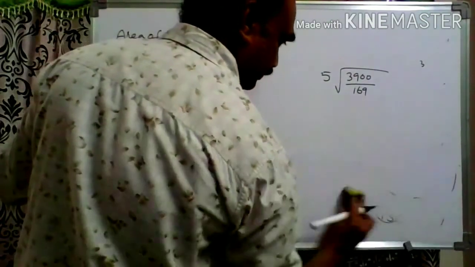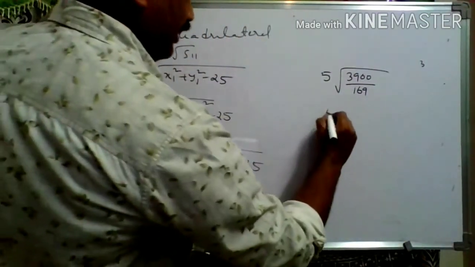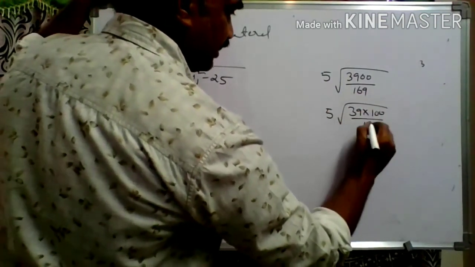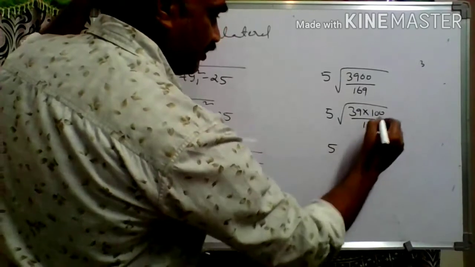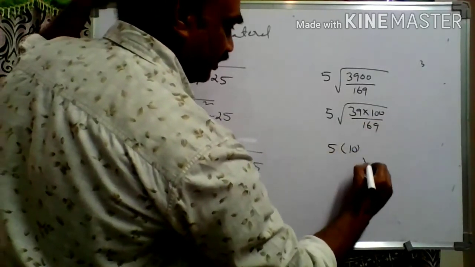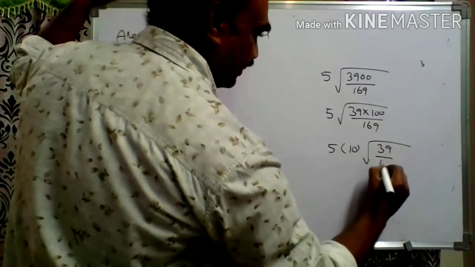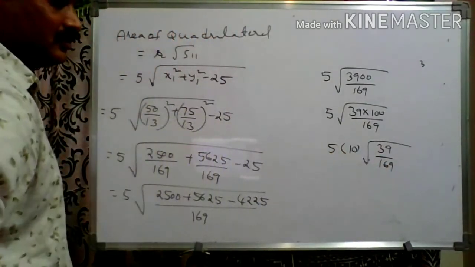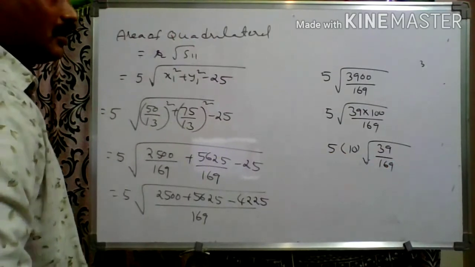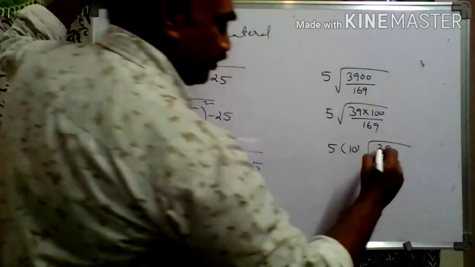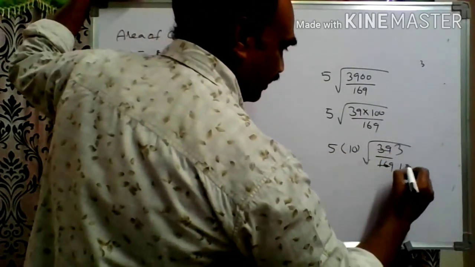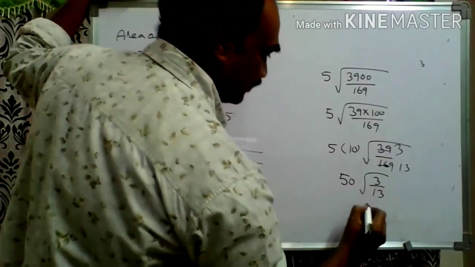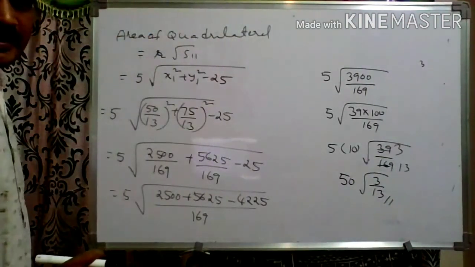5 into root of 3900 by 169. 3900 is 39 into 100. 5 into root 100 is 10, so 5 into 10 into root of 39 by 13. Students, 13 threes are 39, so 13 into 3. So the answer is 50 into root of 3 by 13.